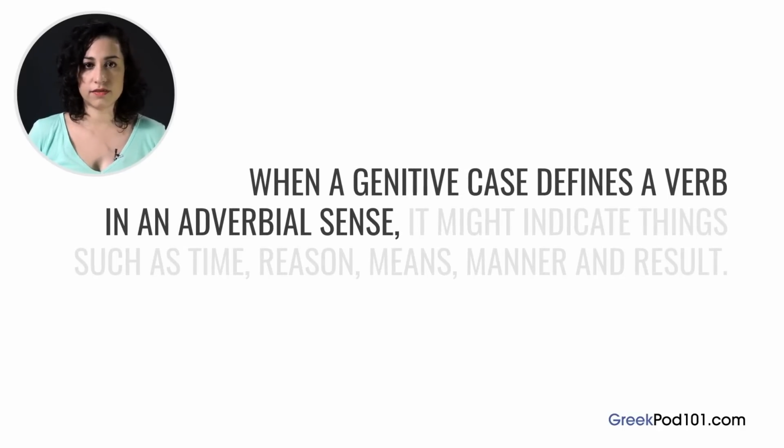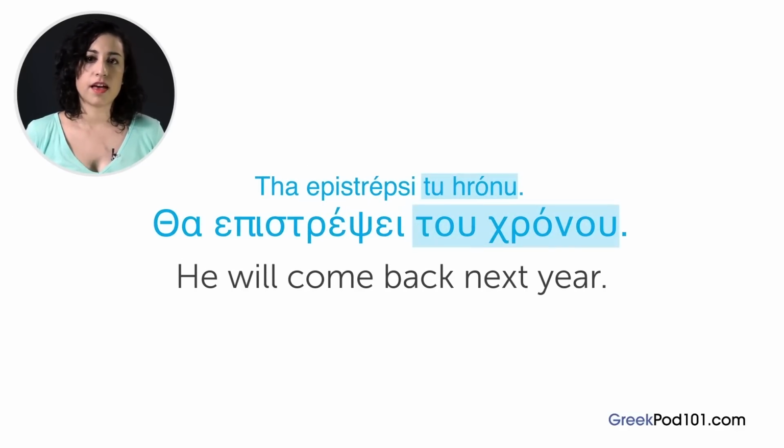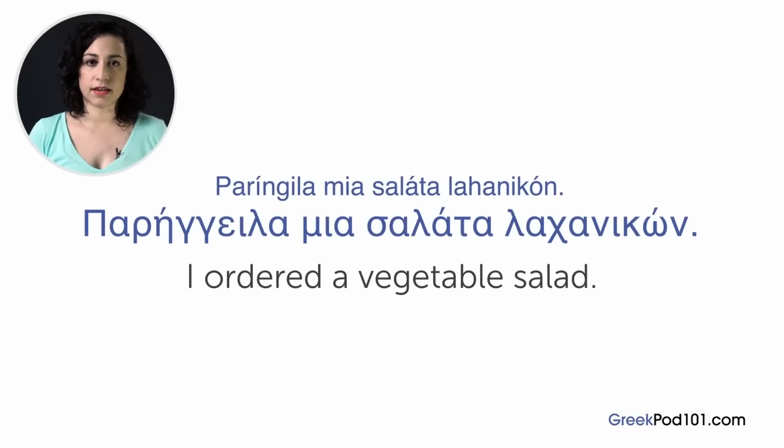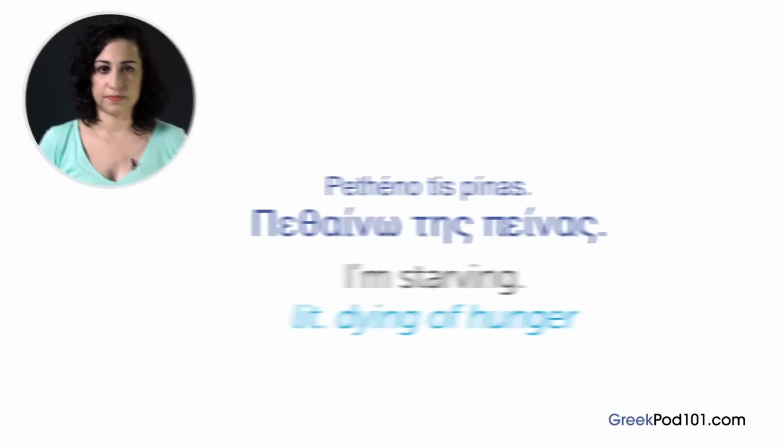Next, when a genitive case defines a verb in an adverbial sense, it might indicate things such as time, reason, means, manner, and result. For example, θα επιστρέψει του χρόνου. He will come back next year. Here we are expressing time. Some related sample sentences are παρήγγειλα μια σαλάτα λαχανικών. I ordered a vegetable salad. And πεθαίνω της πείνας. I'm starving, literally dying of hunger.